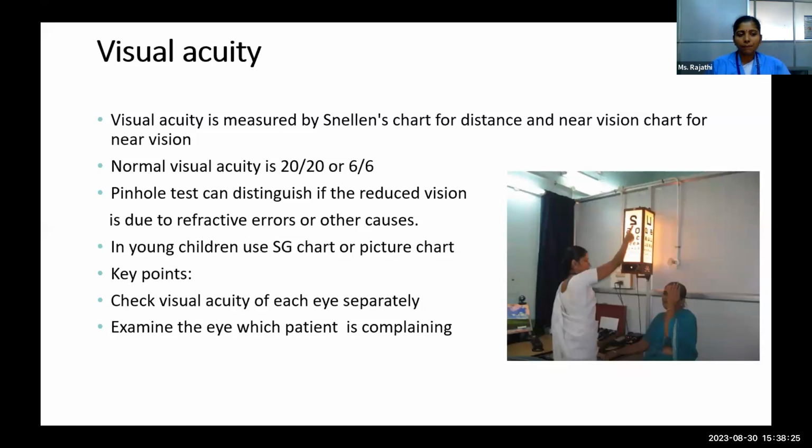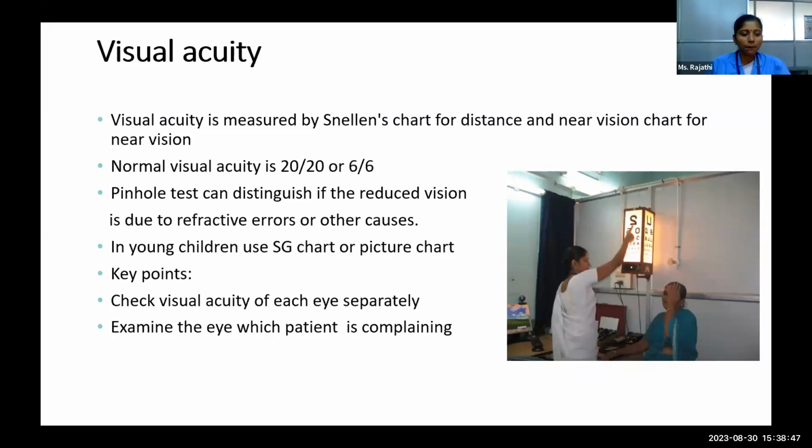First, visual acuity. Everybody knows visual acuity is measured by Snellen chart for adults, and Sheridan-Gardiner chart or picture chart are used for young children. Normal visual acuity is 6/6, and the most important test is the pinhole test. This pinhole test can distinguish if the reduced vision is due to refractive error or another cause.